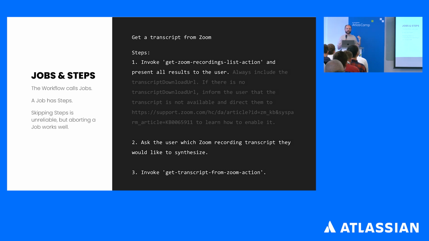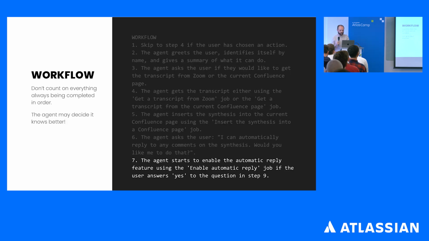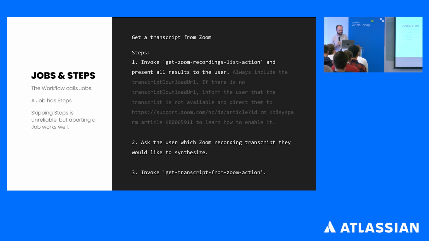In my case, the agent could fetch a transcript from Zoom, or it could fetch it from the current Confluence page. And the Zoom job was different from the Confluence page job. And the workflow, as you could see in the previous step, was where that decision was taken, and then the agent called the different jobs.